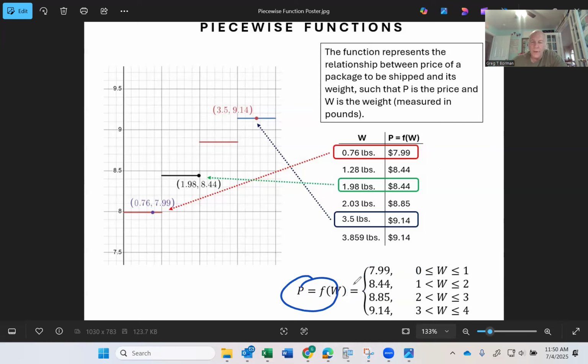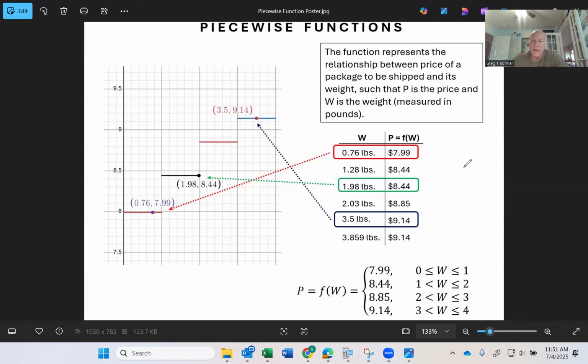The price is $8.44 when the weight is between 1 and 2 pounds. And then notice if the weight is exactly 1 pound, well, that's not here, that's here because it has the or equal sign right there. Okay, I'm not going to make a big deal out of that, but it is part of the function, and so on and so forth.